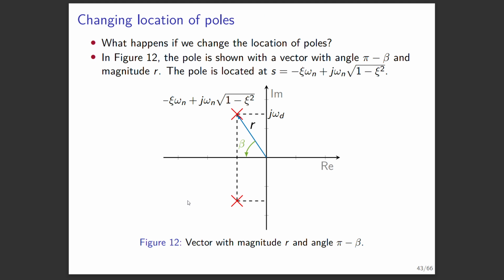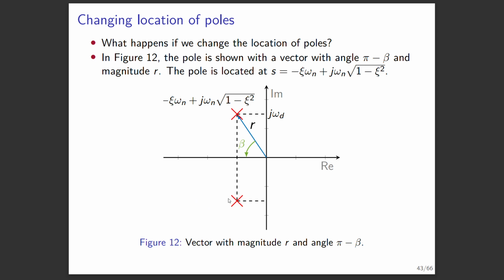Now we want to study what happens if we change the location of poles. So look at this figure, okay? So let's say we have an underdamped system. So it has 2 poles located here and here at negative zeta omega n plus j omega n square root of 1 minus zeta squared, and then the complex conjugate. So it's a complex conjugate pair, right? So we are going to have negative zeta omega n and negative j omega n square root of 1 minus zeta squared here.